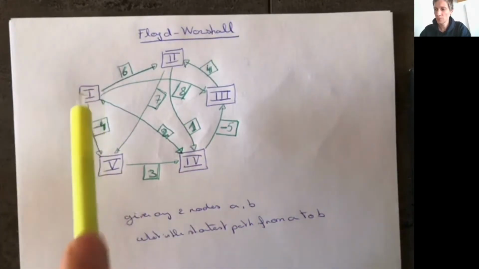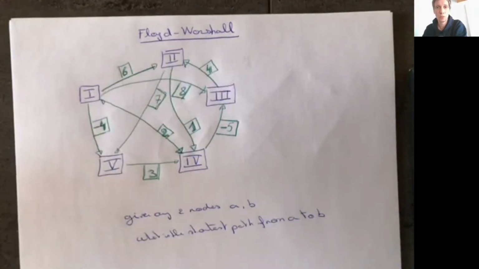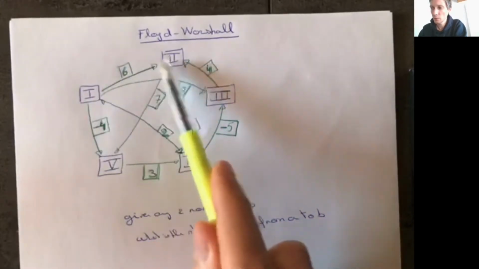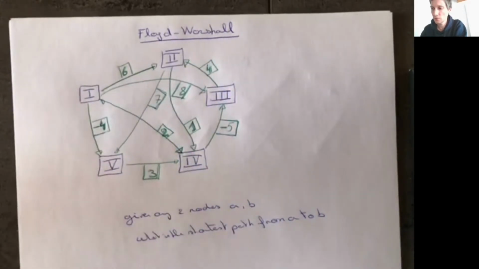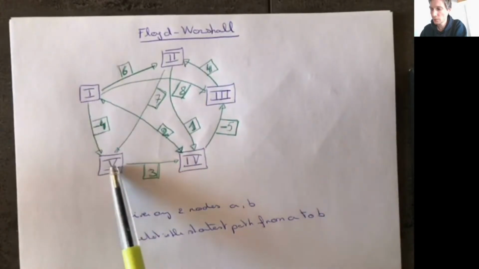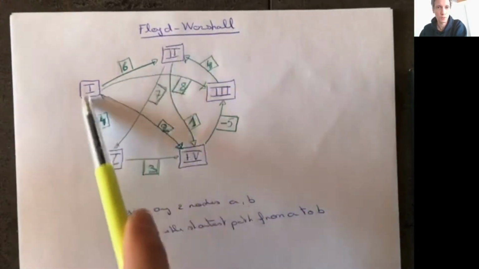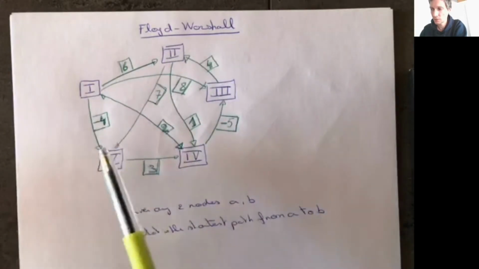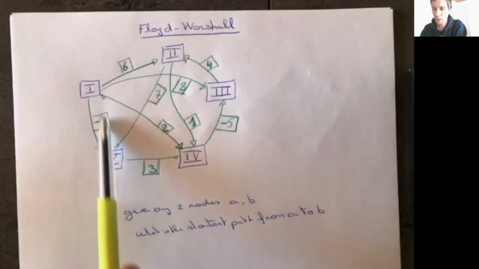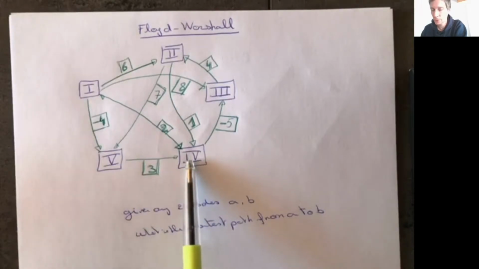Okay, so for example, what's the shortest path from 1 to 2? Well, it's possible to go directly from 1 to 2, then you get a payoff of 6. But for example, I can also go from 1 to 5, from 5 to 4, from 4 to 3, and from 3 to 2, right? Taking the big detour, as it may. Well, then I have minus 4 plus 3, so this is minus 1.